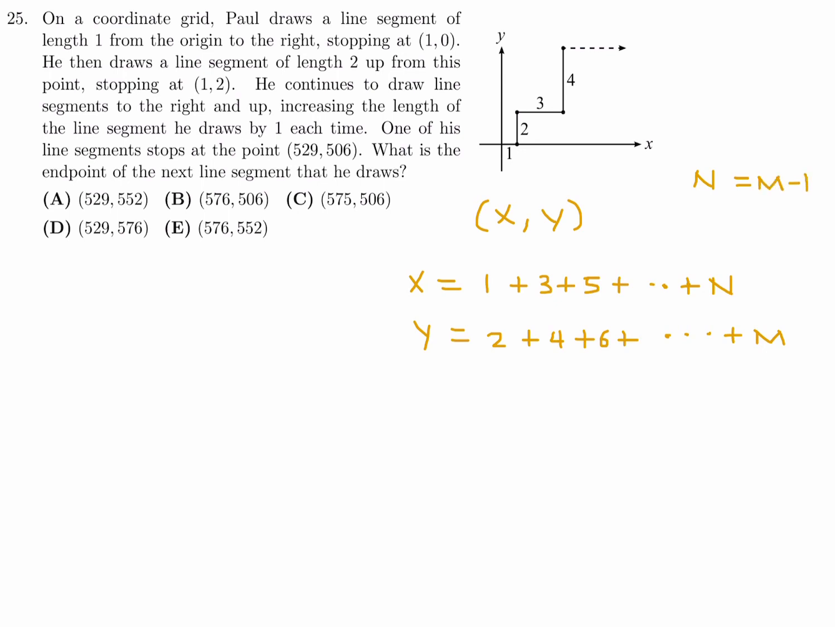It could be off by 1. It could be n is equal to m plus 1, but this is a pretty decent start. Okay, so now they give us the big clue that eventually we're getting to 529 and 506.